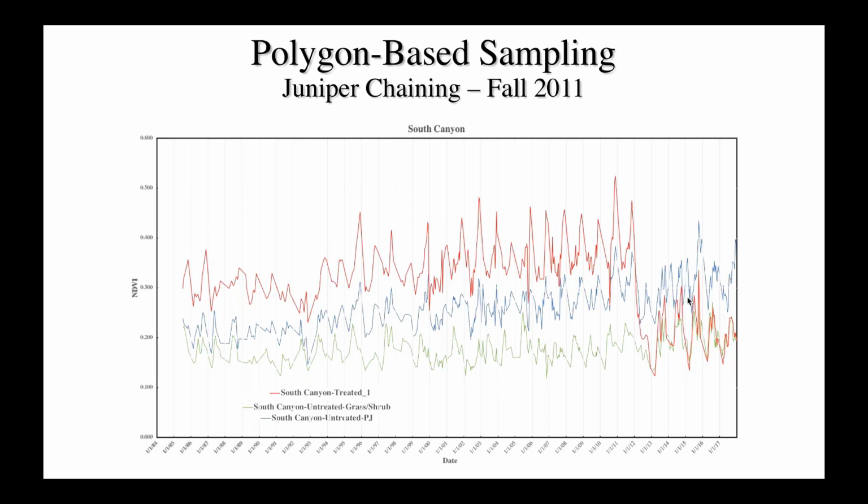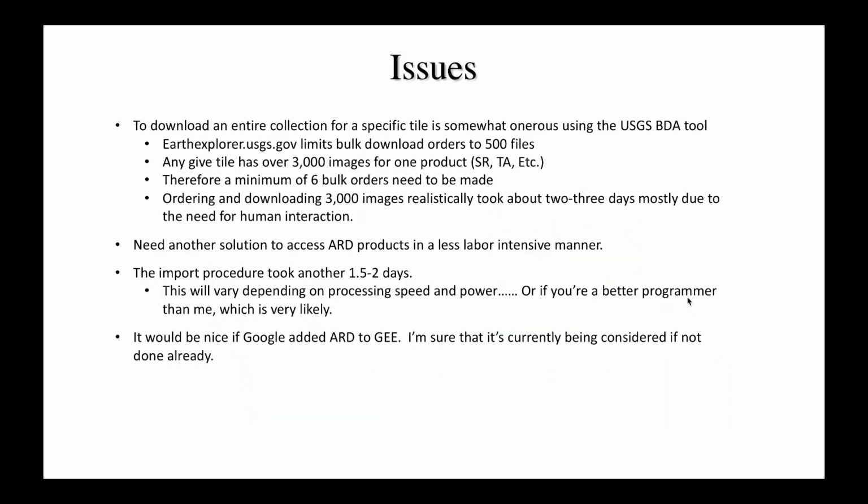Some of the issues, and I'll show you a demonstration of the Jupyter tool that Chris put together here in a second. Here are some of the issues I found with this data set. For one thing, the most irritating is downloading all the images, just because it takes time. The Earth Explorer site, which allows you to download it, would only allow you to bulk download up to 500 individual files, so 500 individual dates.